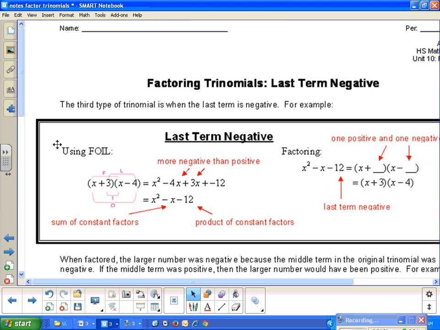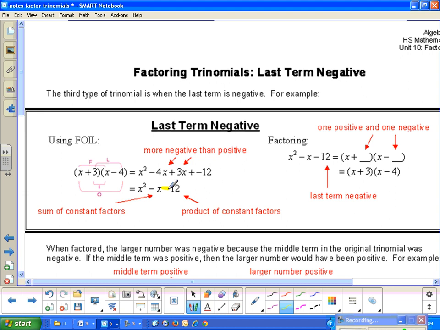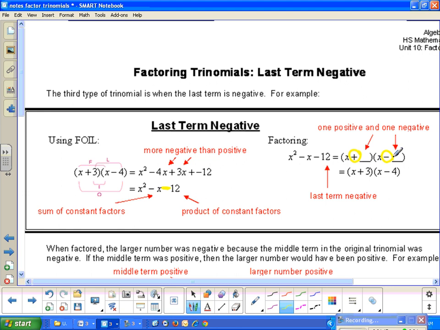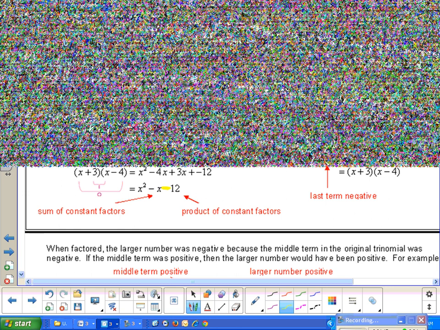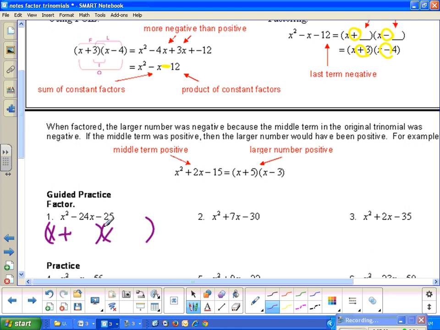We're doing the same thing, but these are going to be negative. The main thing you need to notice with the negative is that if the last number is negative here, the only way to get a negative is to have one positive, one negative. So in parentheses, you have to have separate terms. We're still going to look at the factors of the last number, but every single one of these should have x plus and x minus, because the only way it's going to multiply to give you the last term is if one's positive and one's negative.